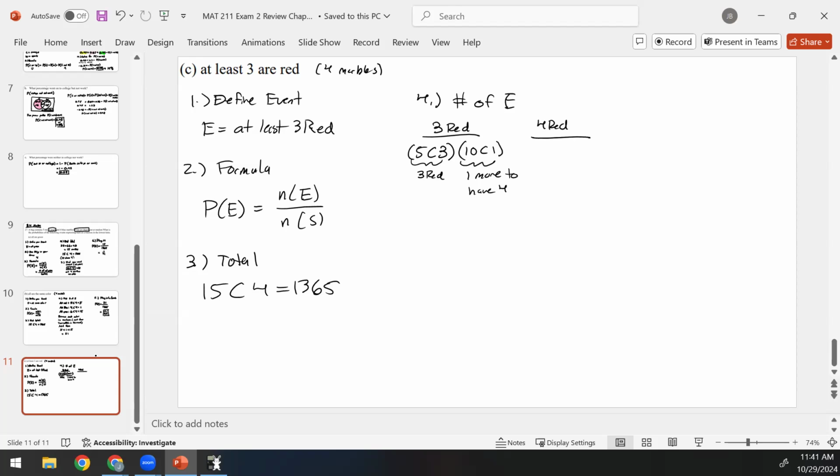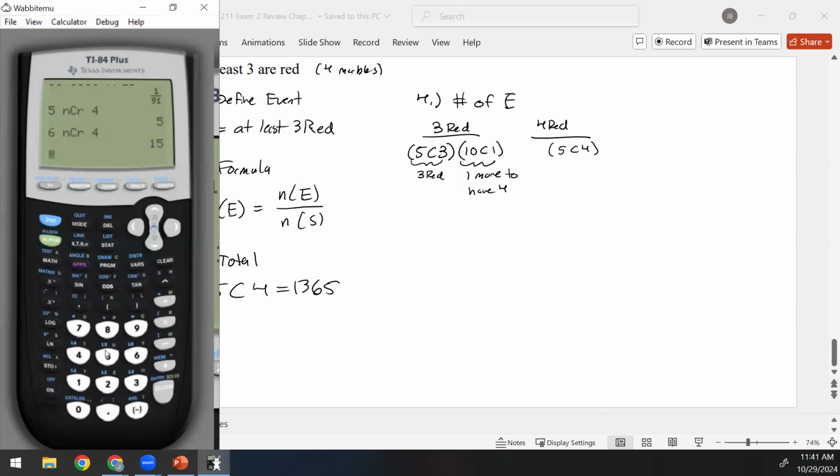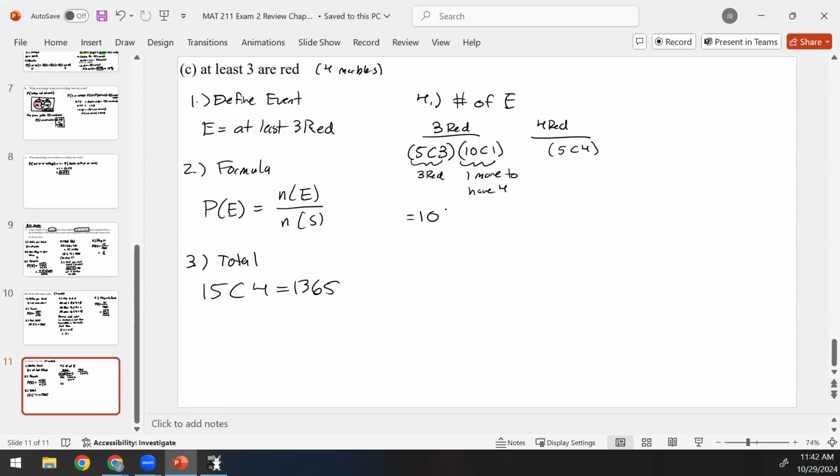And then for 4 red, it would be, well, I have 5 red marbles and I'm choosing all 4 of them. So that's it. And so if you plug this into your calculator, 5 choose 3, we get 10. And then whenever it's 10 choose 1, or a number choose 1, it's just whatever number's in front. So 10 choose 1 is 10. And then that's 100. And then 5 choose 4.